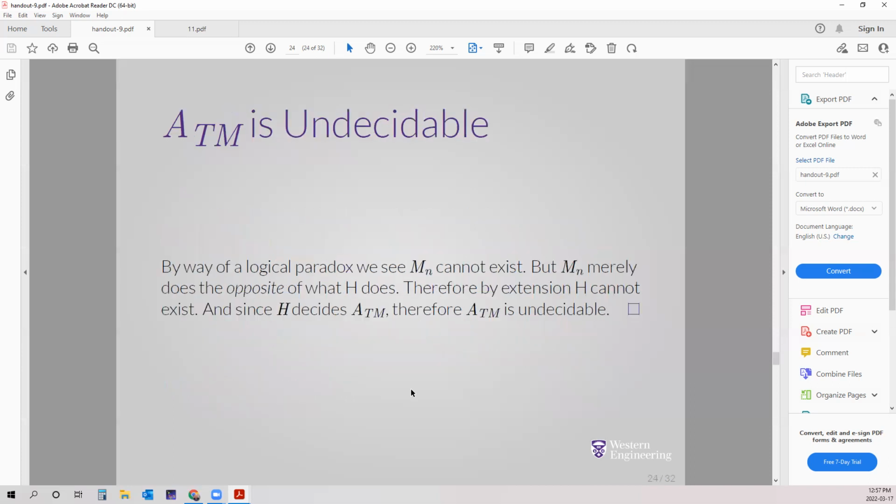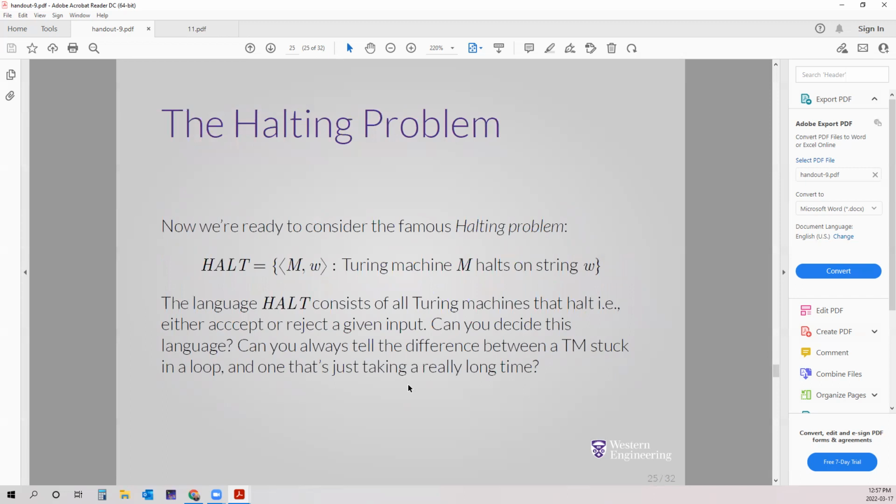That's why A_TM is undecidable. By way of logical paradox, we see M_N cannot exist, but M_N merely does the opposite of what H does. Therefore, by extension, H cannot exist, and since H decides A_TM, therefore A_TM is undecidable. I know it's not easy to understand. If you focus with the class notes, that will be okay with you.